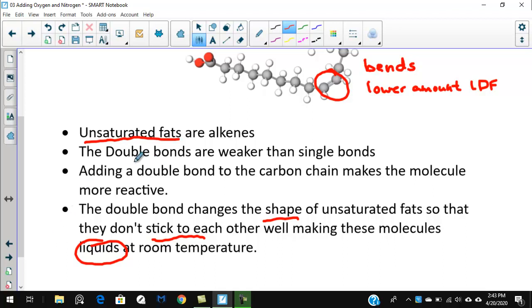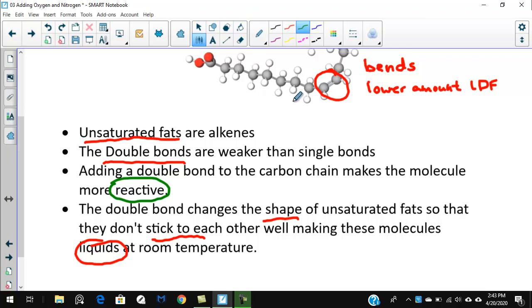And from the biological point of view, we're going to take a little look later on that double bonds are actually weaker than single bonds. They're easier to break. So if we add a double bond to a molecule, it makes that molecule more reactive, and your body has an easier time metabolizing it. That's one of the reasons unsaturated fats are better for you. It's better to have unsaturated fat in your diet than saturated fat.